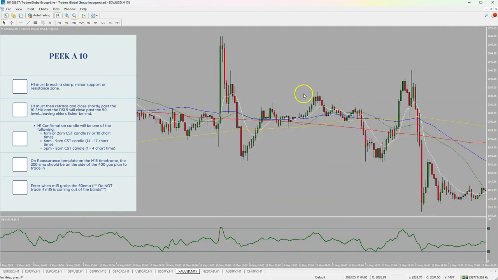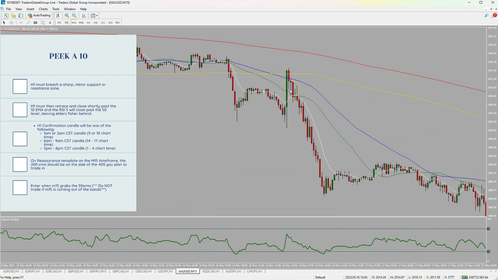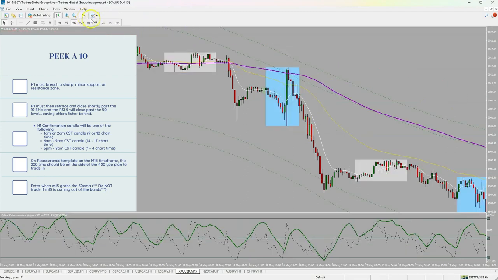There we go. All right, so on the reassurance template, since we're looking to sell, the 200 moving average, which, remember, is the gold one, has to be under the 400, which is the red one. And we're good on that. So the 200 is under the red because we're looking to sell. That's A-OK. Let me go back to my main template here.